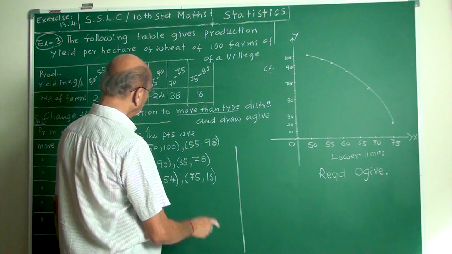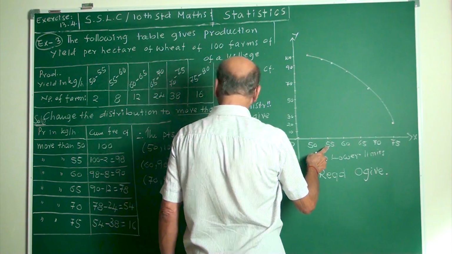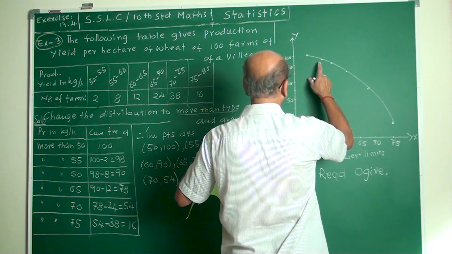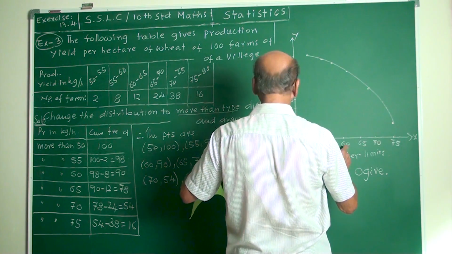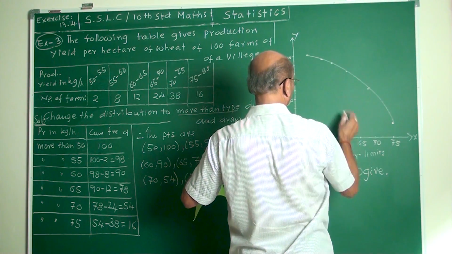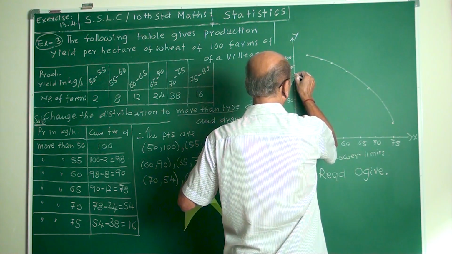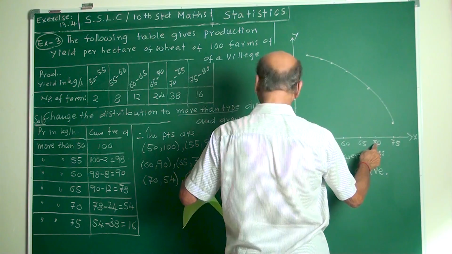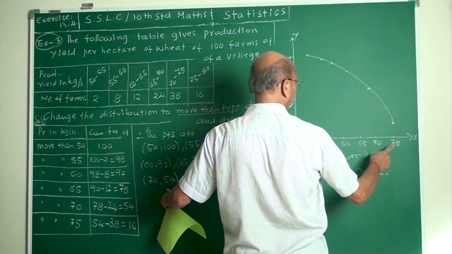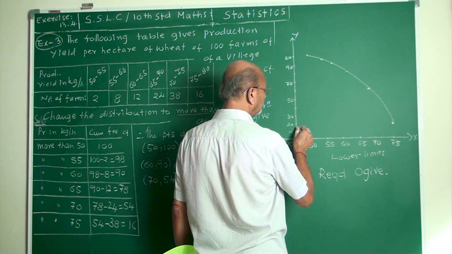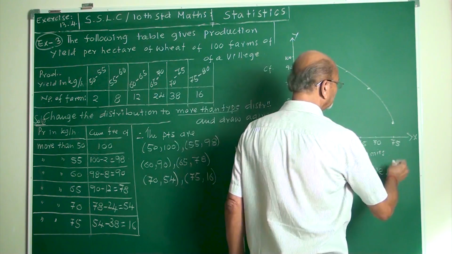First is 50, 100. This is 50, this is 100. First point. 55, 98. Plot here. 60, 90. 65, 78. 70, 54. Then 75, 16. If you join them, this is the graph.